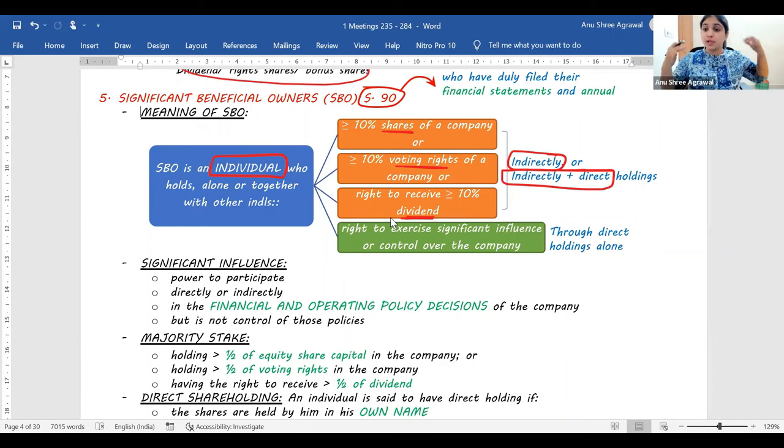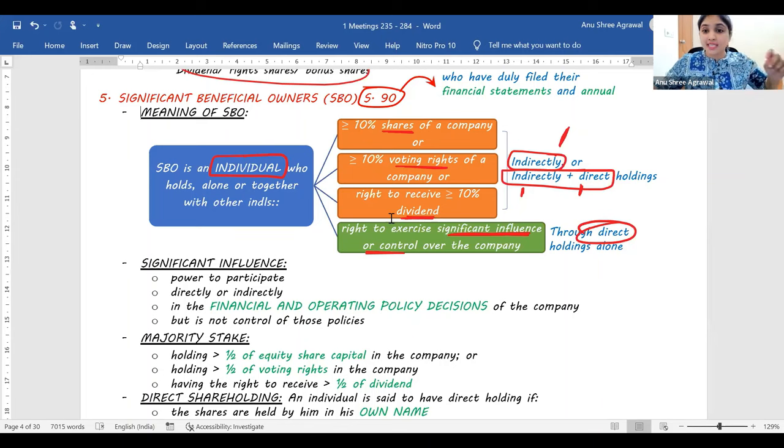SBO is an individual. He has the right to receive what? At least 10% shares of the company, at least 10% voting rights of the company, at least 10% dividend of the company. Remember the 10% number? He holds at least 10% shares of the company, or he has at least 10% voting rights in the company, or he has the right to receive at least 10% dividend in the company. First three things, either indirectly or directly plus indirectly, or he has the right to exercise significant influence or control over the company directly. Who is SBO?